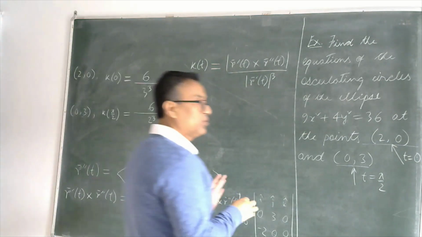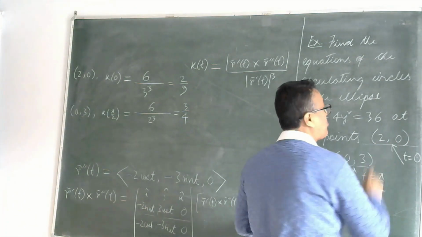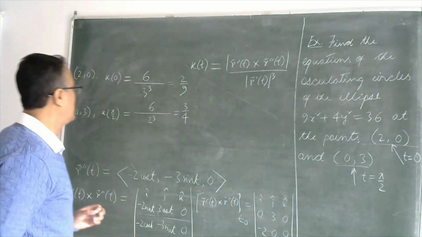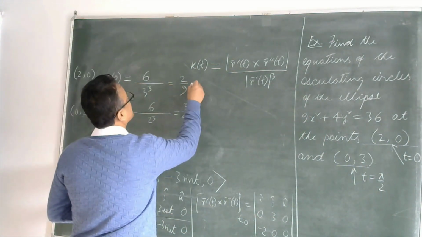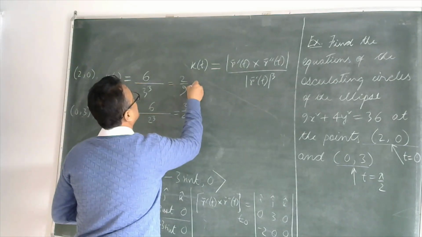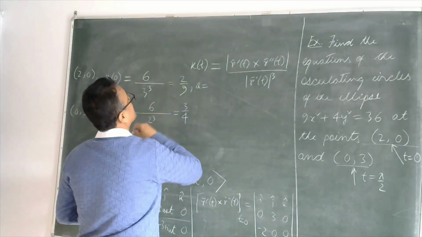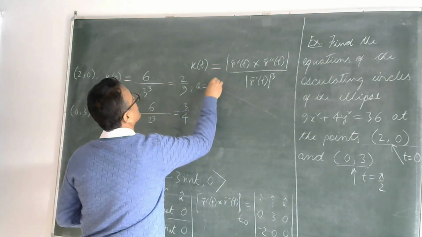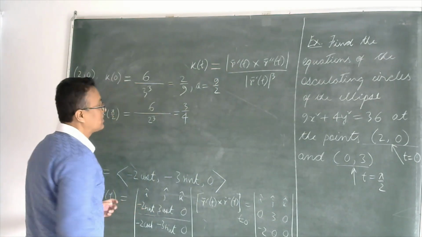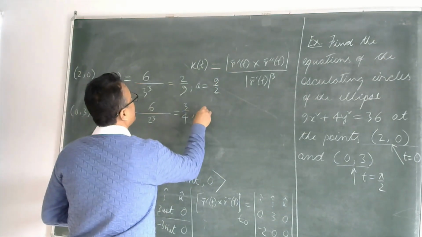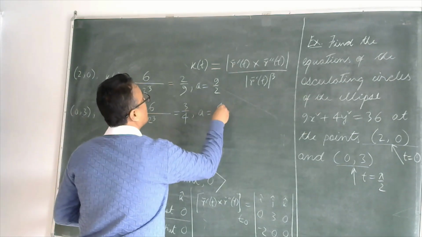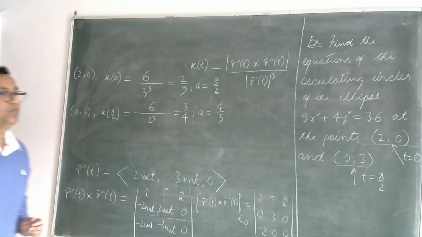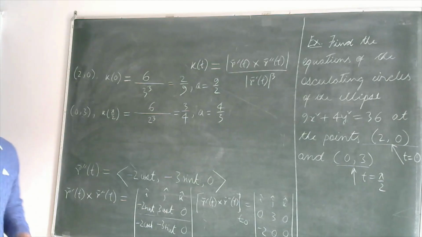So if I want to draw the osculating circle at the point (2, 0), then what must happen? The radius of curvature, say if I call it A, it is going to be 9 by 2. Similarly, here, the radius of curvature is going to be 4 by 3. Okay, fine.